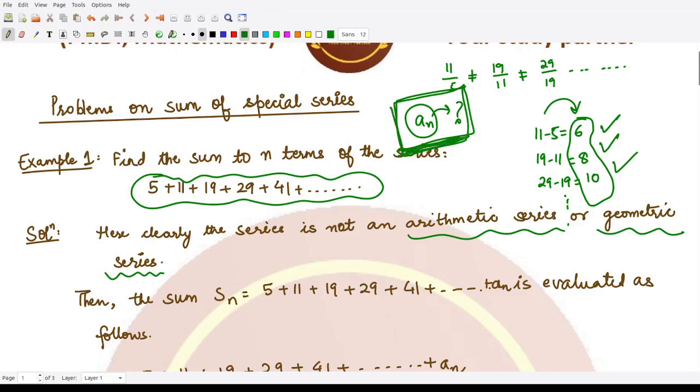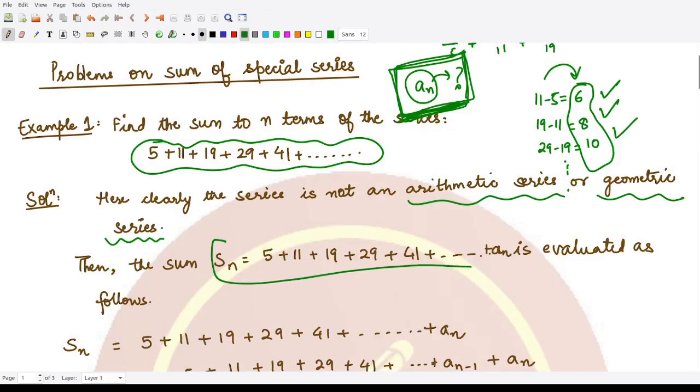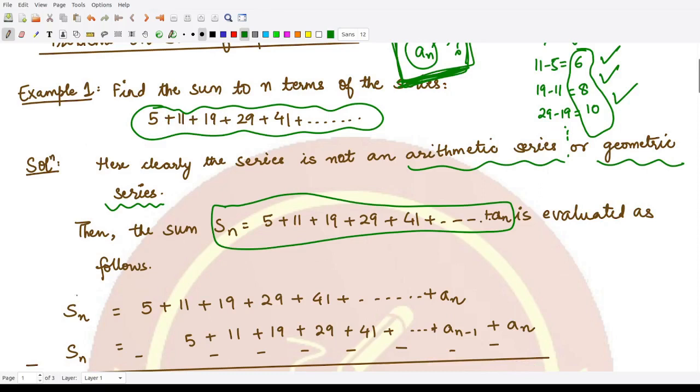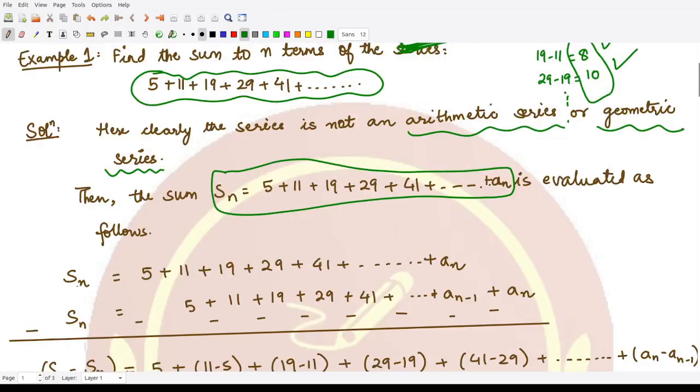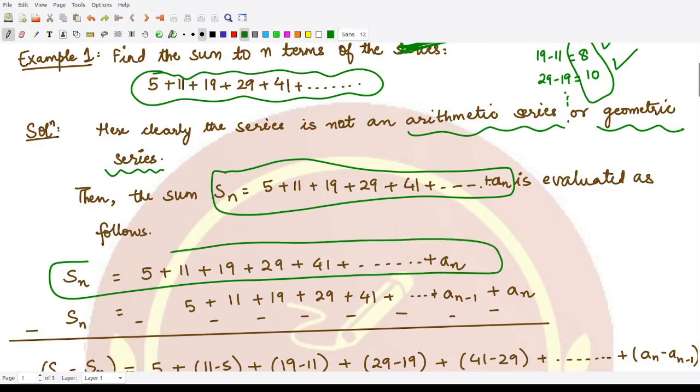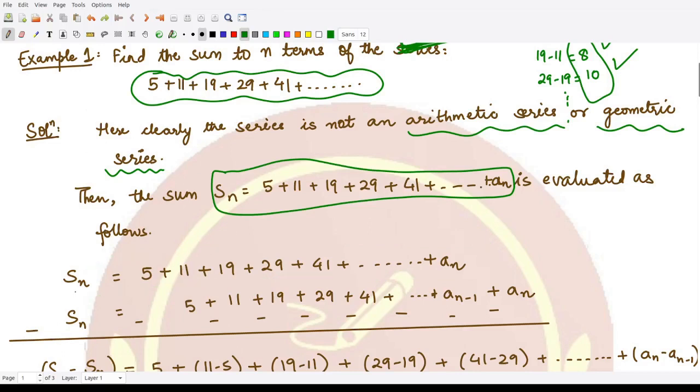In general, in such questions, we use this kind of procedure in order to calculate an. What is that procedure? Here we wanted to calculate Sn, which is this thing. So we can subtract Sn from Sn. This is your Sn. Subtracting Sn from Sn, basically subtracting this from itself by shifting it a place to the right. So writing Sn on the left hand side as such, and writing the right hand side series below it starting from 11. So below 11 we write 5, below 19 we write 11, and so on.